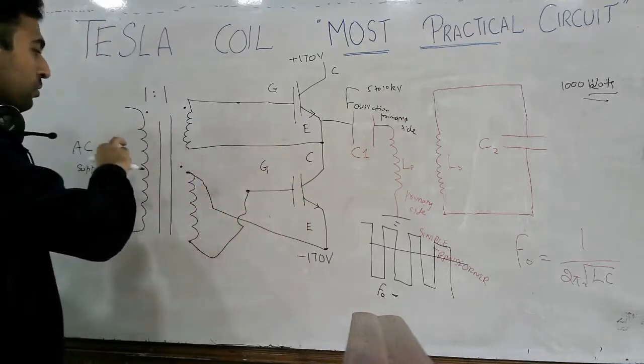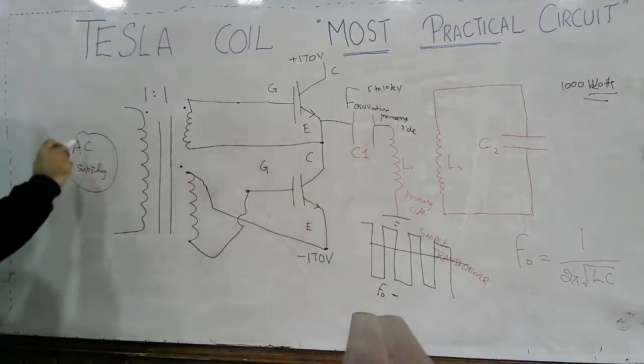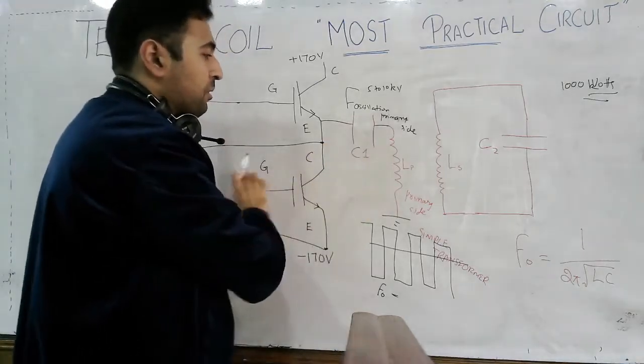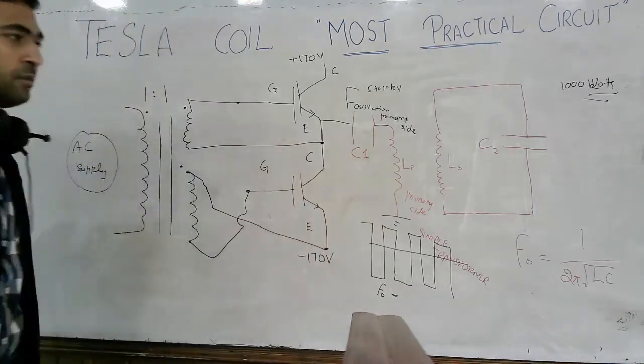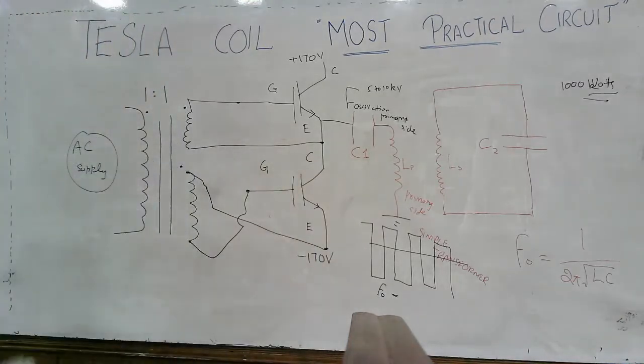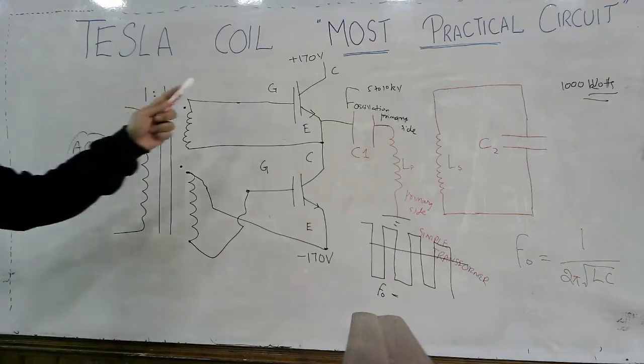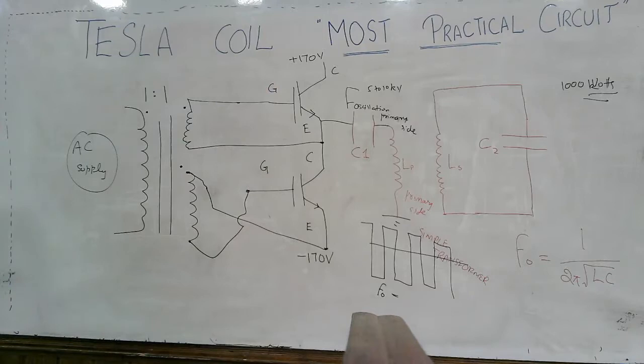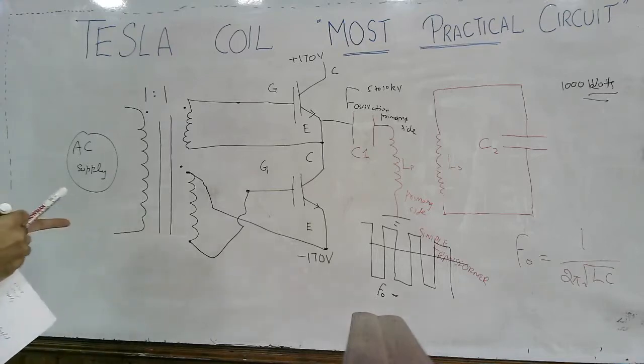We are going to supply the frequency such that this frequency matches with the resonant frequency. So here is the basic working of the Tesla coil circuit. And one more thing we are going to discuss is how we have created this plus 170 and minus 170 volts. So let us discuss that full bridge rectifier circuit, the modified circuit, in order to get this type of waveform. Okay, so this thing is clear.